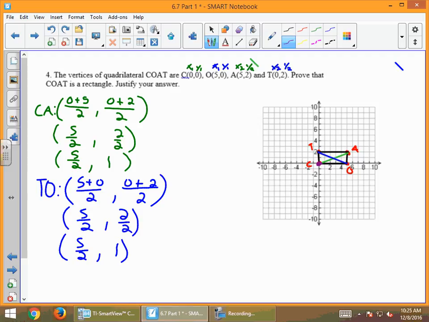You have to do the slope. So, again, this one's pretty easy to see. This one's going straight up, and this one's going over. This is undefined, going straight up, because we don't have a slope one way. And this is a slope of 0. So they are opposite reciprocals of one another. So yes, this is a rectangle. Let's say right angles. It's a rectangle.